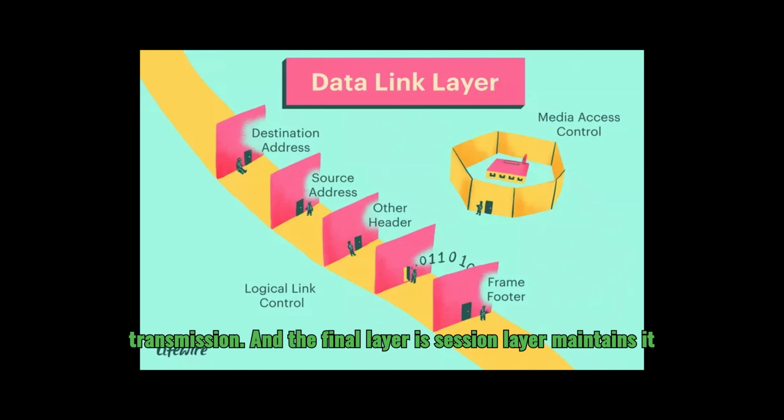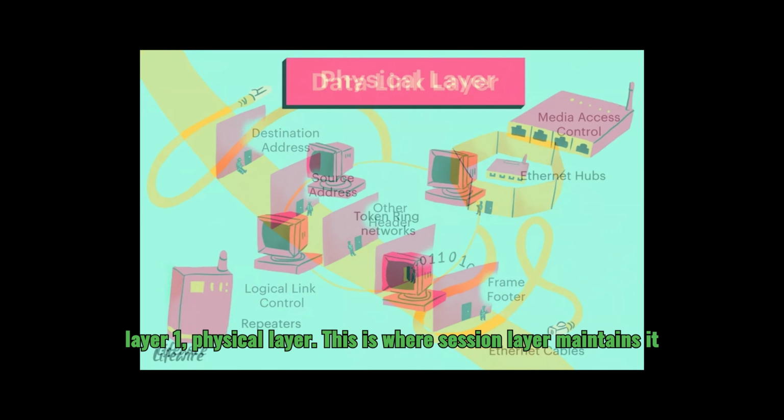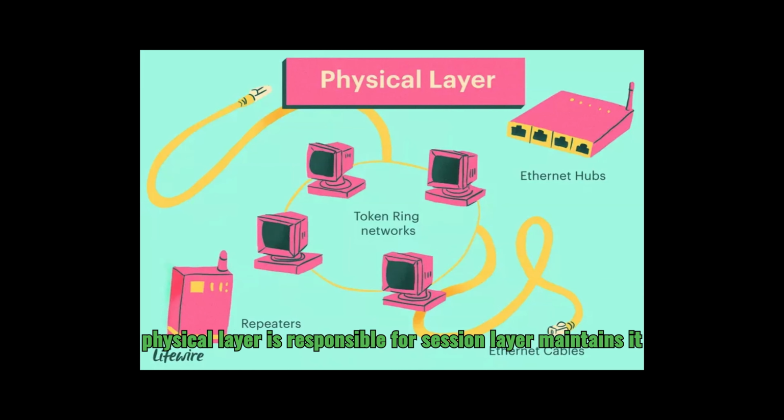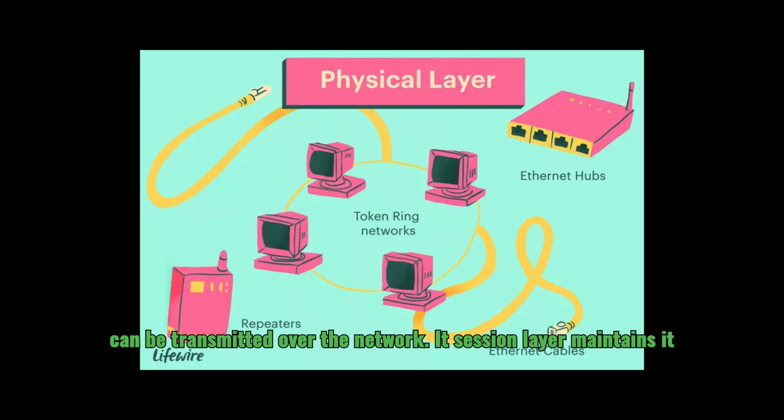And the final layer is layer 1, the physical layer. This is where the actual hardware comes into play. The physical layer is responsible for converting the binary data into electrical pulses or signals that can be transmitted over the network. It also receives incoming signals and converts them back into binary data.